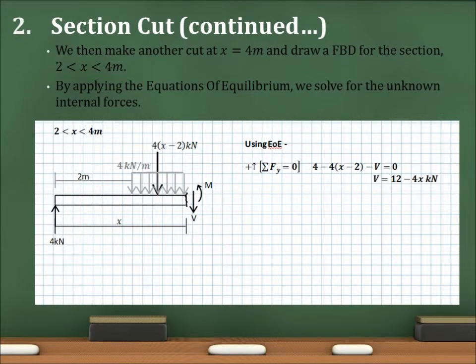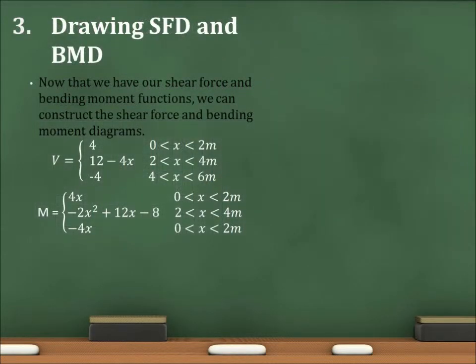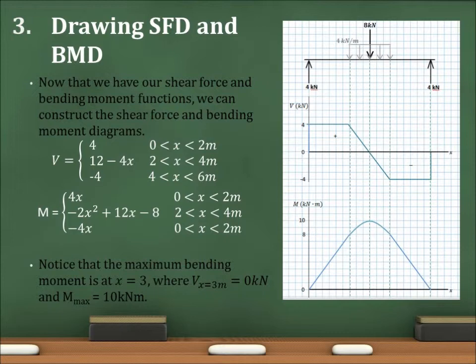We found that the shear force function is V equals 12 minus 4x kilonewtons, and the bending moment function is M equals negative 2x squared plus 12x minus 8 kilonewton meters. Now that we have the shear force and bending moment functions, we can graph the shear force and bending moment diagrams. Notice that the maximum bending moment occurs at x equals 3 meters, where the shear force is 0, and the bending moment is 10 kilonewton meters.